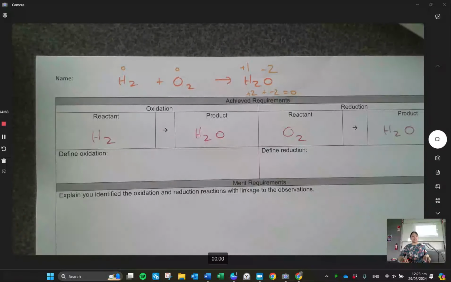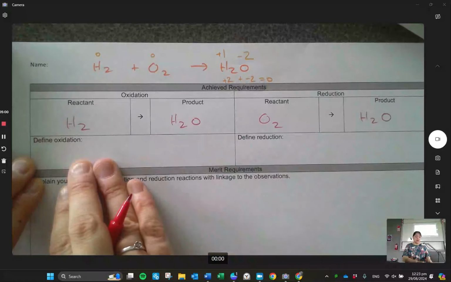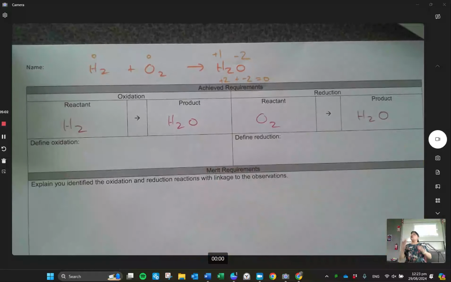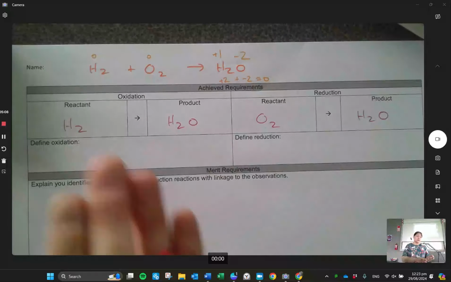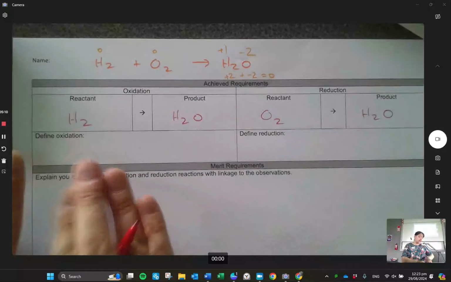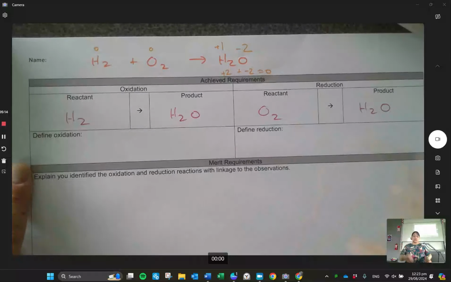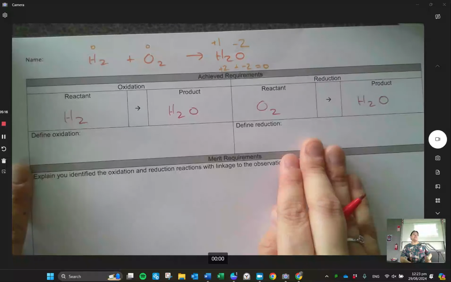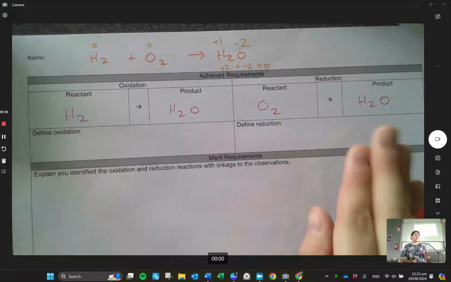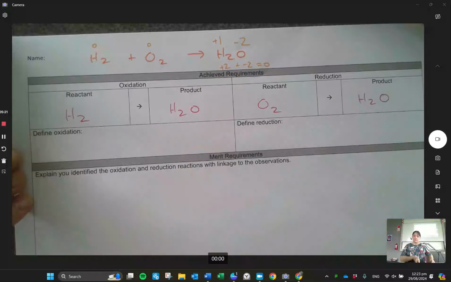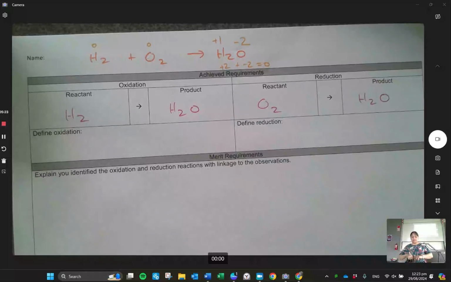Again, you can fill out the sheet like we normally do, talk about what oxidation means, what reduction means. You now have an additional definition, which is the increase or decrease in oxidation number. So you can write that down as your definition as well. So you write down oxidation is the loss of electrons or an increase in oxidation number. Reduction is gain of electrons or decrease in oxidation number. Both of those will work as definitions. And then for merit, you're just linking your observations there.